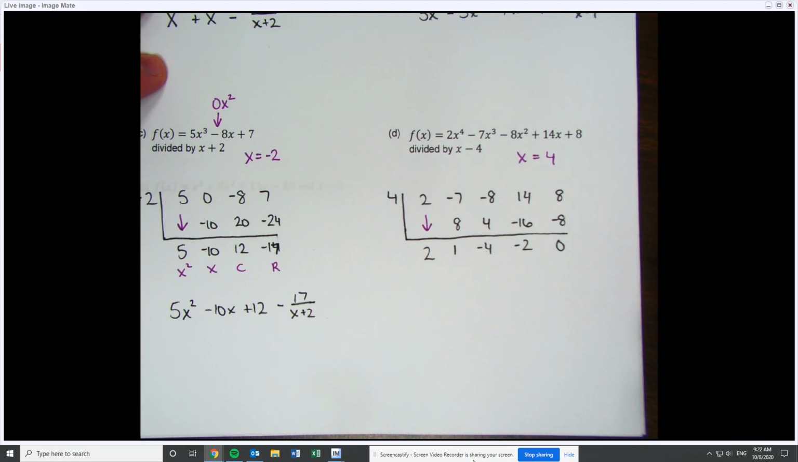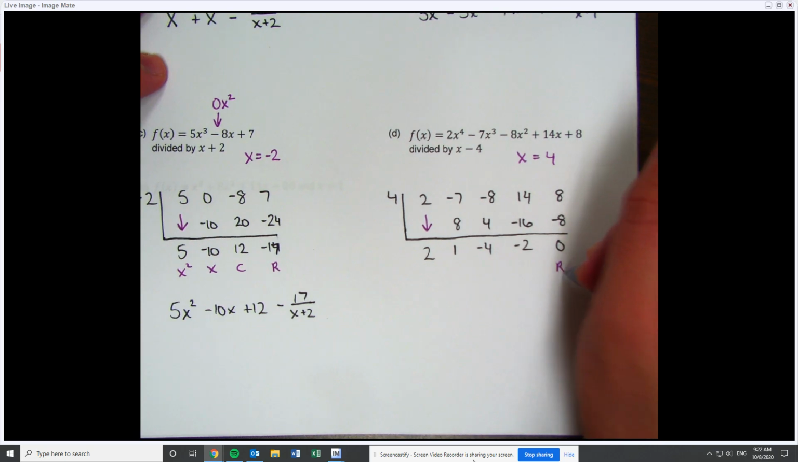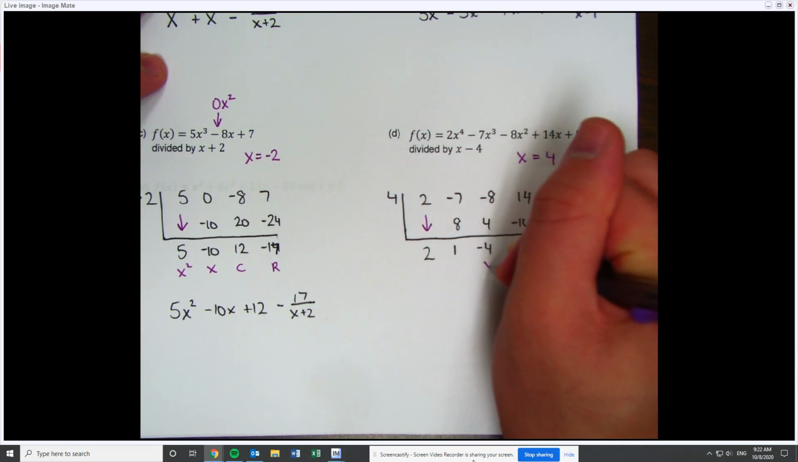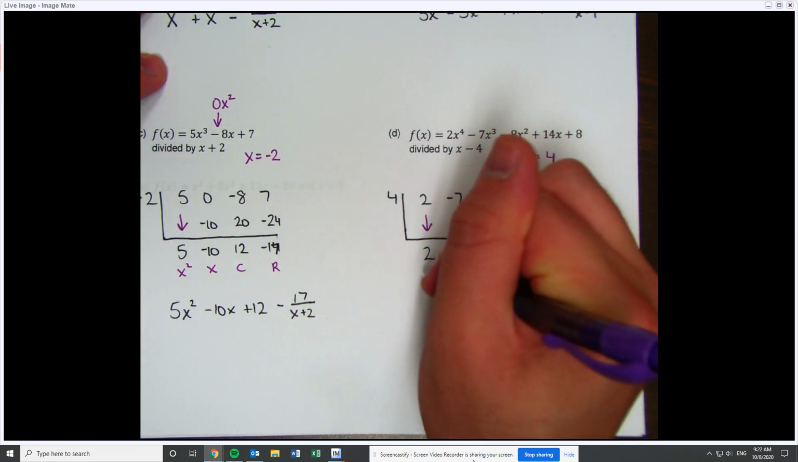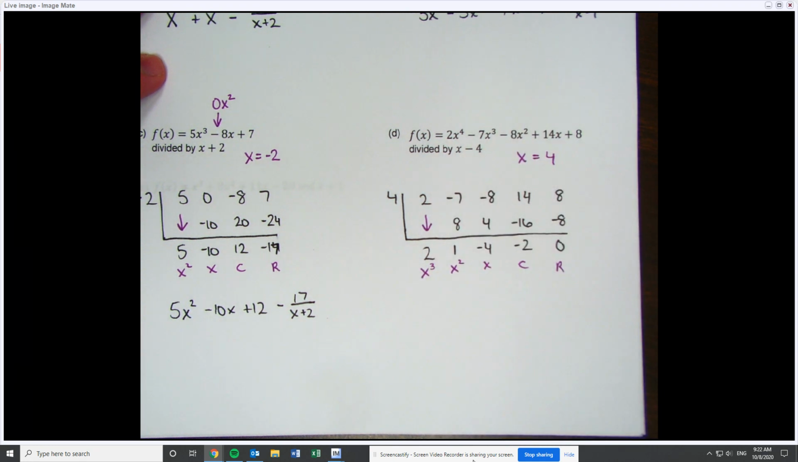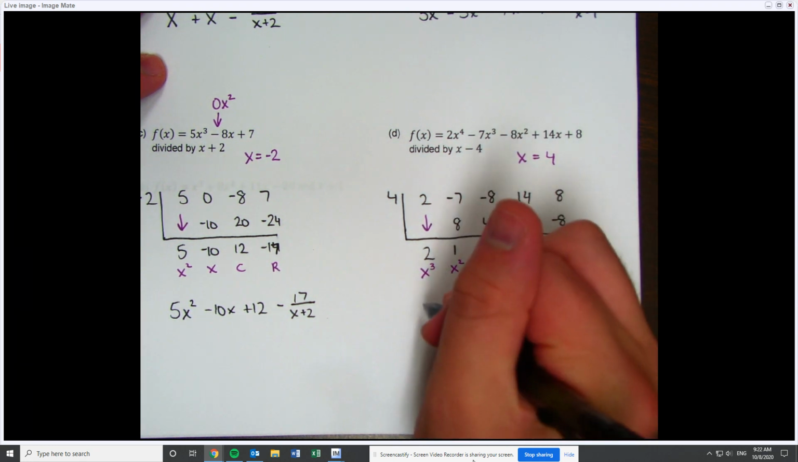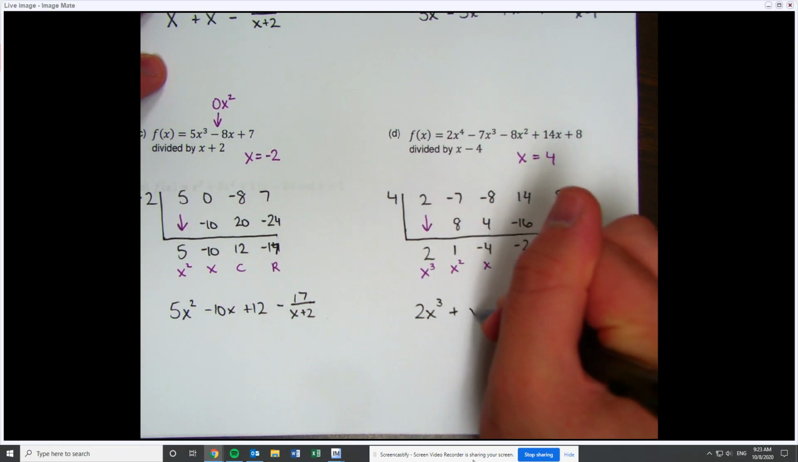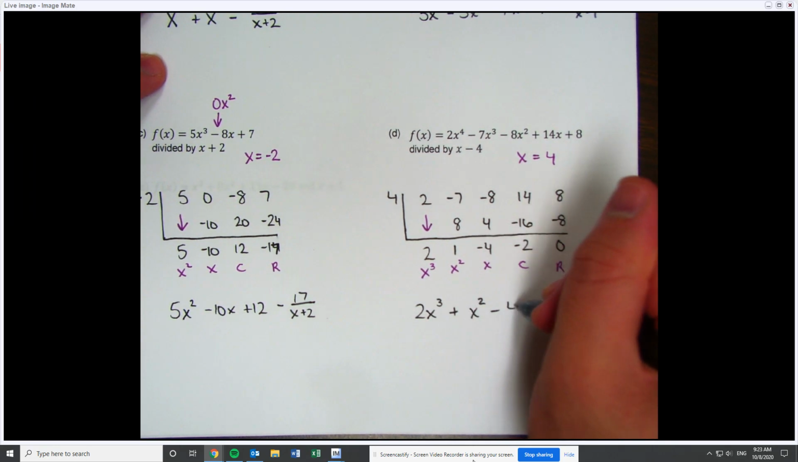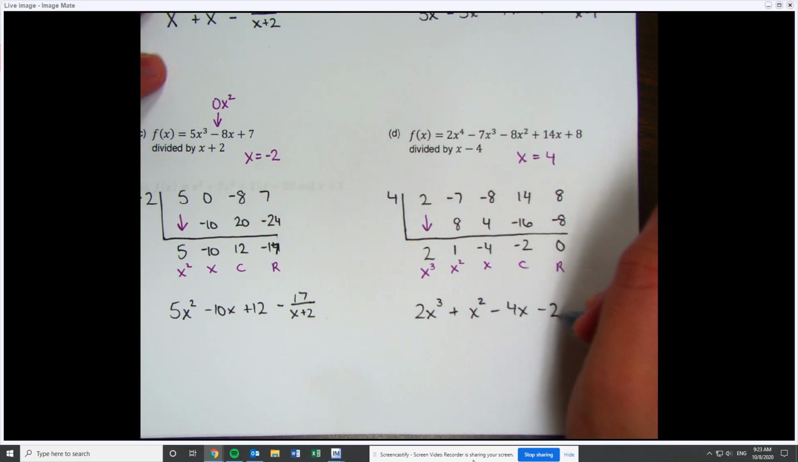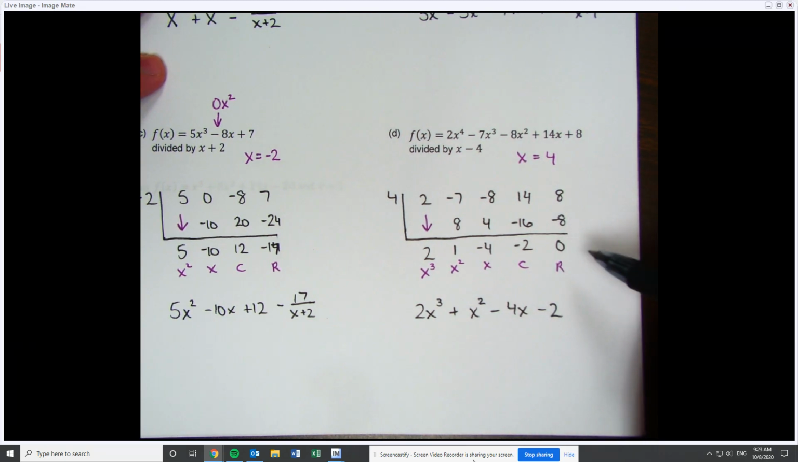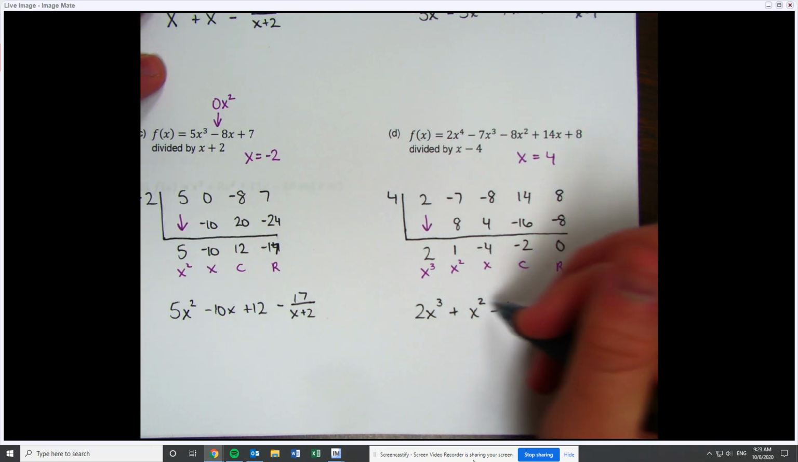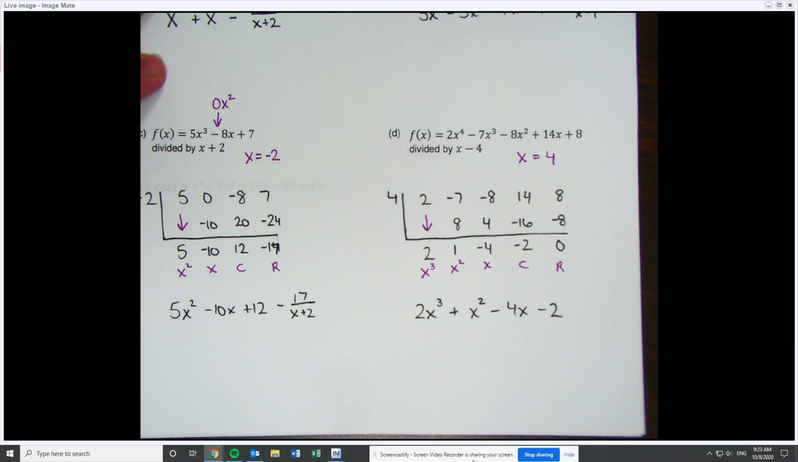It goes pretty quick. Now labeling, we have r, c, x, x squared, x to the third. So writing our final answer, I have 2x to the third plus x squared minus 4x minus 2. Here my remainder is 0. If it's ever a 0, you don't have to put it. So this is my final answer, which is another polynomial.